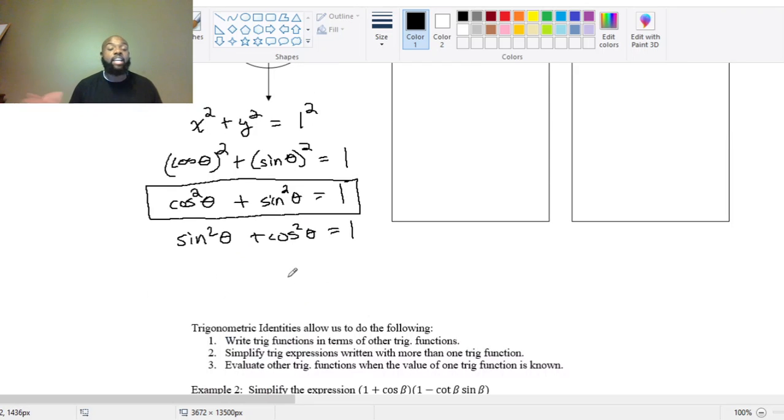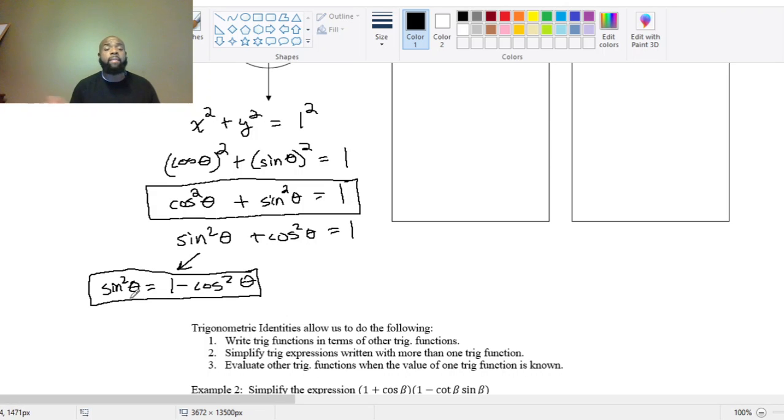But from this identity, we can actually isolate the sine squared of theta, right? For instance, if I subtract cosine squared of theta from both sides, I'm going to get sine squared of theta on the left-hand side by itself equals 1 minus cosine squared of theta. So there's a different way we can write this. If we ever see a 1 minus cosine squared, we can replace that with sine squared. We can do the same thing by isolating the cosine squared. If I subtract sine squared from both sides, my left-hand side is only going to have cosine squared, and that's going to equal 1 minus sine squared of theta. This is another way that we can write our Pythagorean identity.